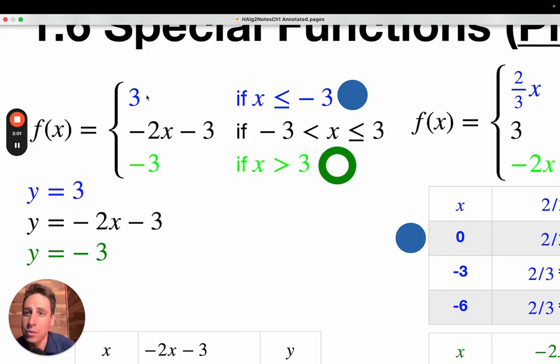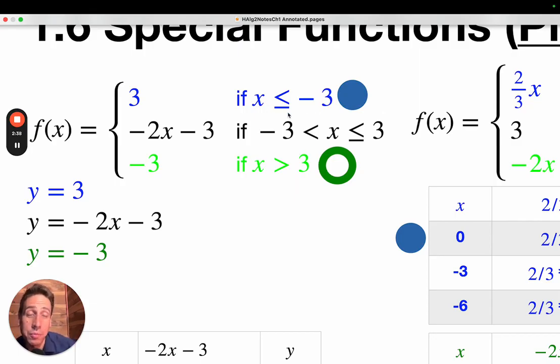You're going to use this rule particularly if x is less than or equal to -3. You're going to use this rule here, -2x minus 3, only when x is in between, if -3 is less than x, and x is less than or equal to 3. And you'll use this rule down here if x is greater than 3. It's kind of tricky. Let me show you what it looks like.